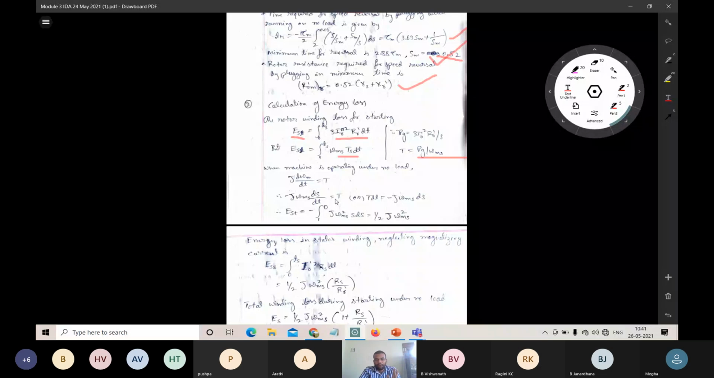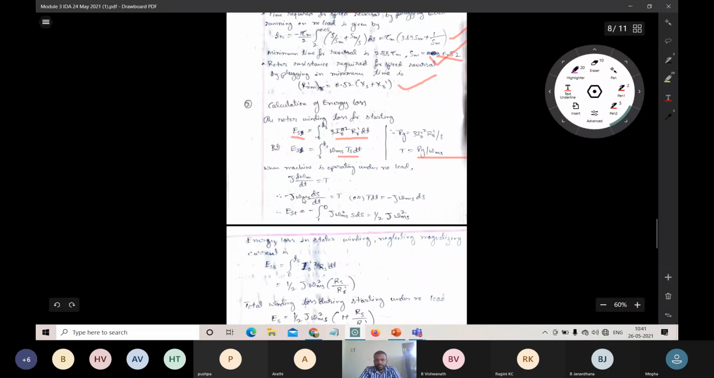That is, omega m d omega m by dt, by using omega m equals omega ms of 1 minus s. I am using that formula here: omega m equals omega ms of 1 minus s, and just differentiating omega m, what do we get? d omega m by dt equals minus omega ms of ds by dt. So minus J omega ms ds by dt equals T. Here T dt equals J omega ms into ds. So just resubstitute here.